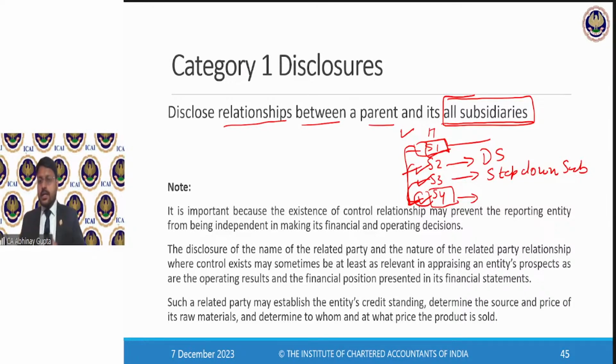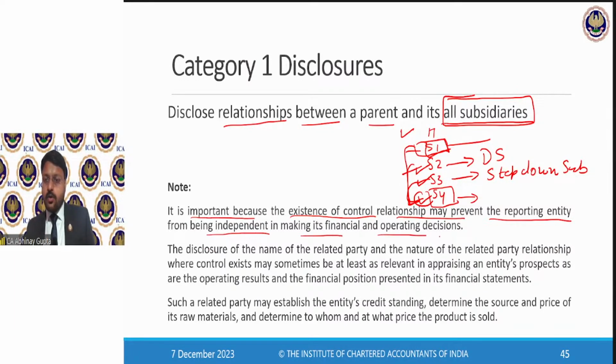Because whether there are transactions or not with the subsidiary company, it has to be disclosed as a related party in the financial statements by virtue of category 1 disclosure. So we will be disclosing the names of all our subsidiaries, right? It is important because the existence of a control relationship may prevent the reporting entity from being independent in making its financial and operating decisions.